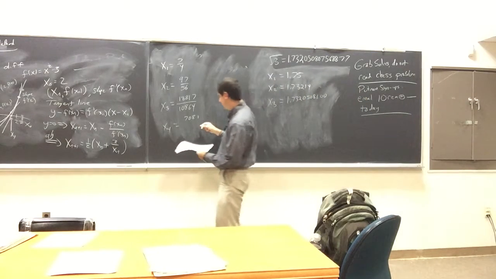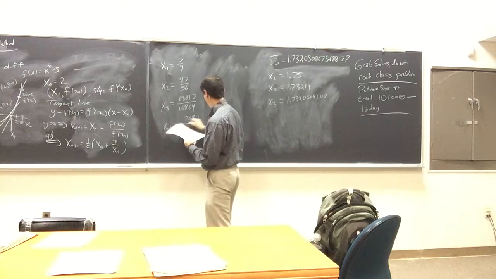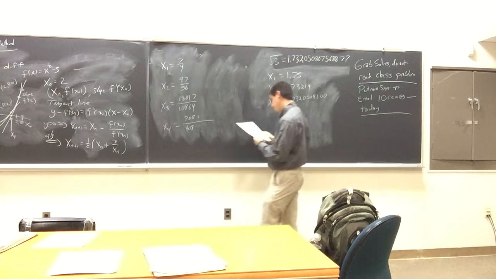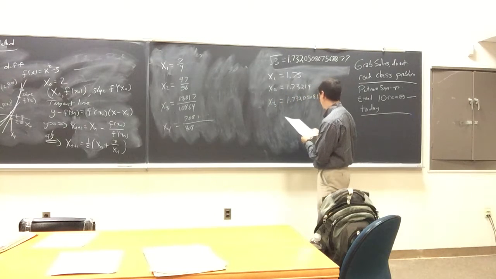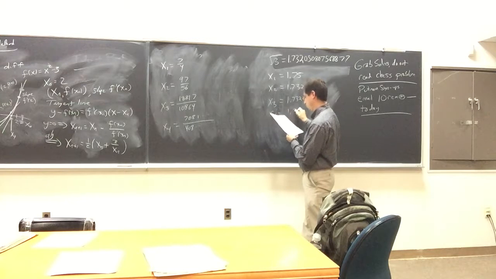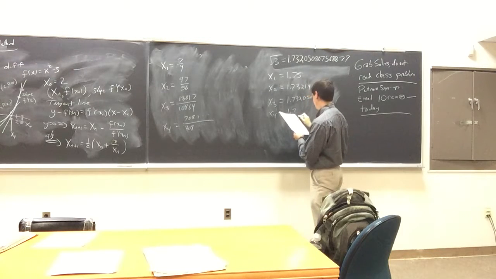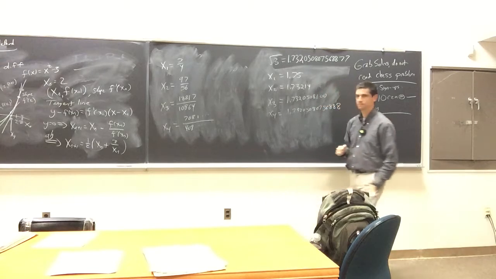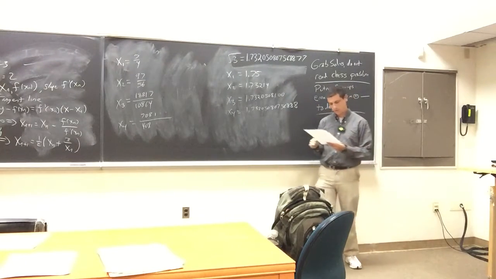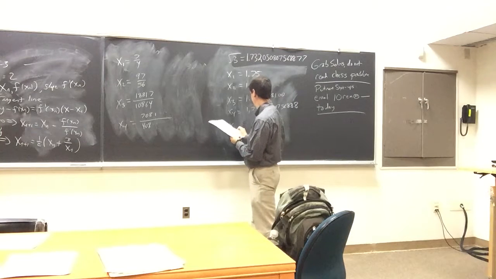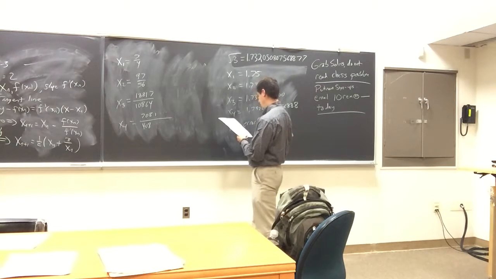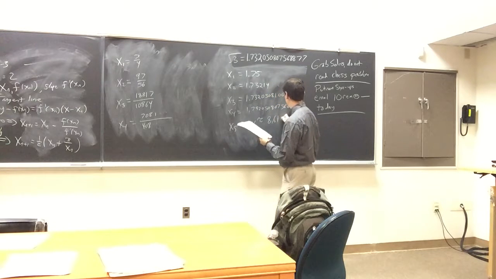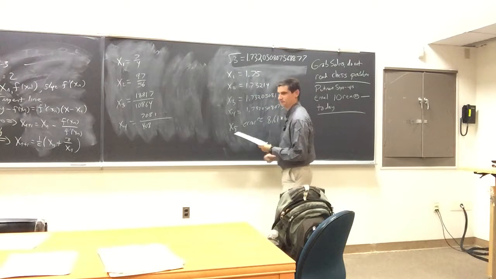So if I do x4, I get 7, 0, 8, blah, blah. We don't really care what these numbers are over 4, 0, 8, blah, blah. x4 is 1.7320508075688. If I were to do x5, the error is approximately 8.61 times 10 to the negative 37.